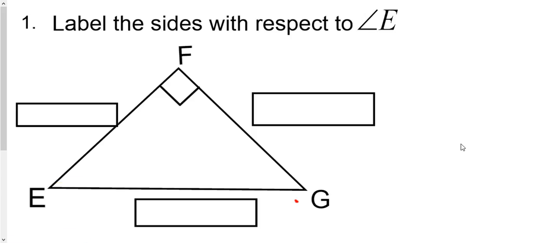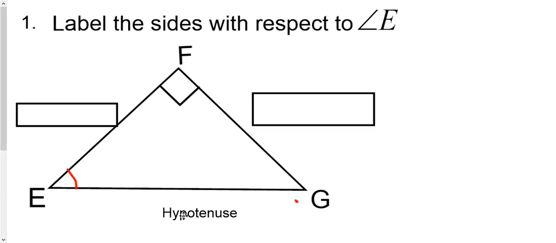In part two, we'll start by checking your answers on these 6 problems. Let's see, label the sides with respect to angle E. So here's angle E. And I know opposite this right angle is the hypotenuse, the longest side.